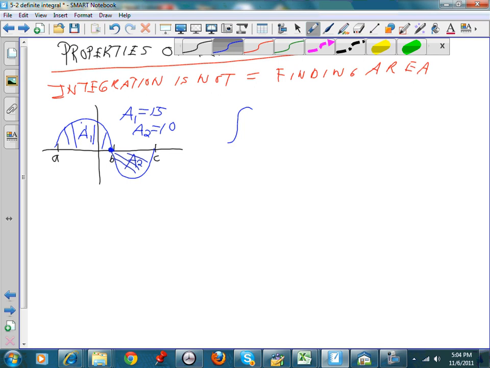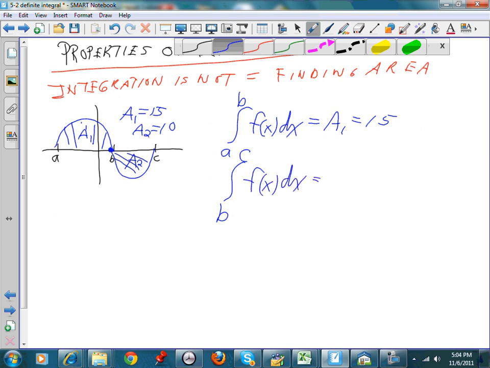If I want to say the integral from A to B of f of x, well, here's area all above the axis, and that is just going to be equal to A1, or equal to 15. So there the integral is exactly the same thing as finding the area under the curve. Now if I wanted to integrate from B to C of f of x, the area between the curve and the x-axis is 10, but that's below the x-axis, so this is actually going to be a negative A2, and that's going to be minus 10.